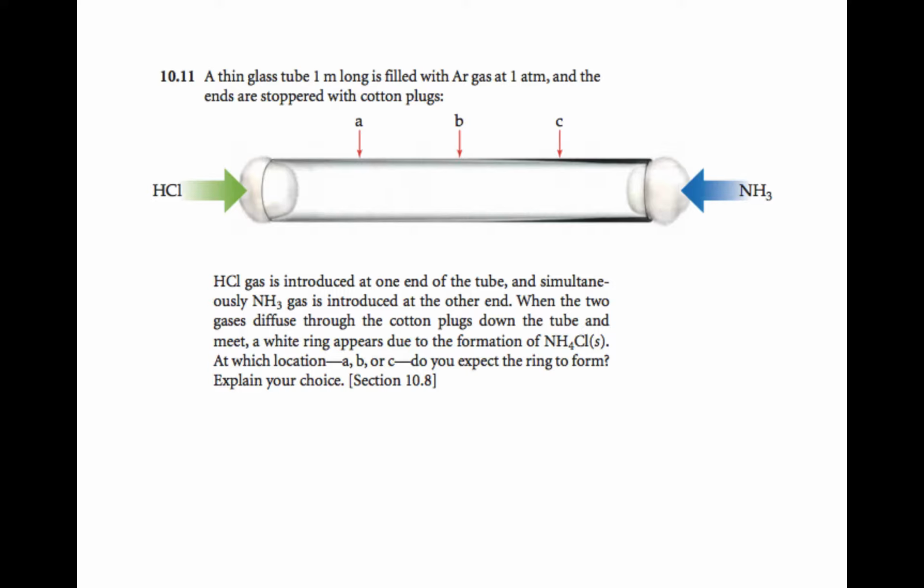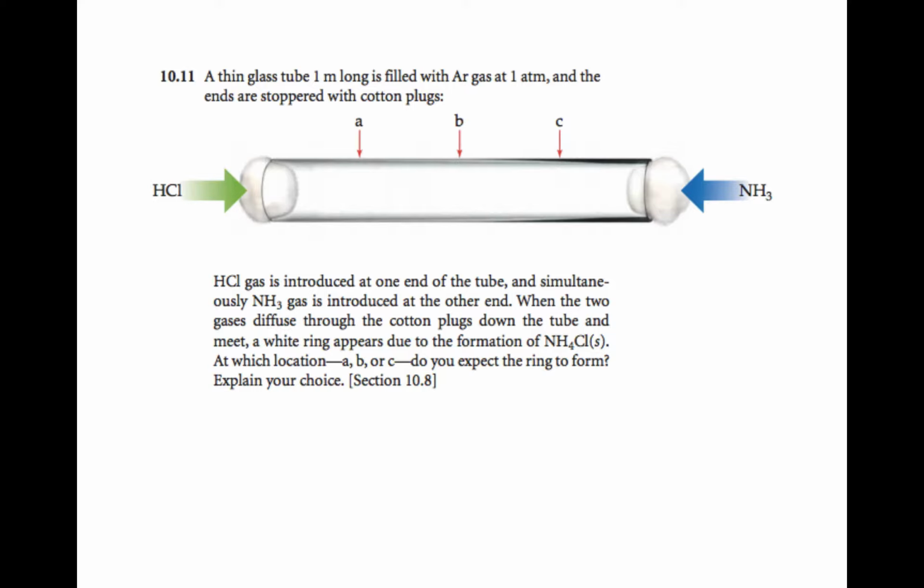Hydrogen chloride gas is introduced to one end of the tube, and simultaneously ammonia gas is introduced to the other tube. When the two gases diffuse through the cotton plugs down the tube and meet, a white ring appears due to the formation of ammonium chloride solid. Okay, so the argon gas is the medium through which these gases are going to diffuse.